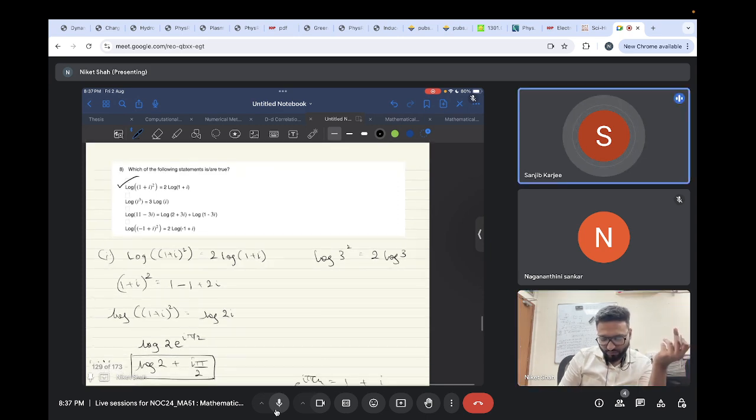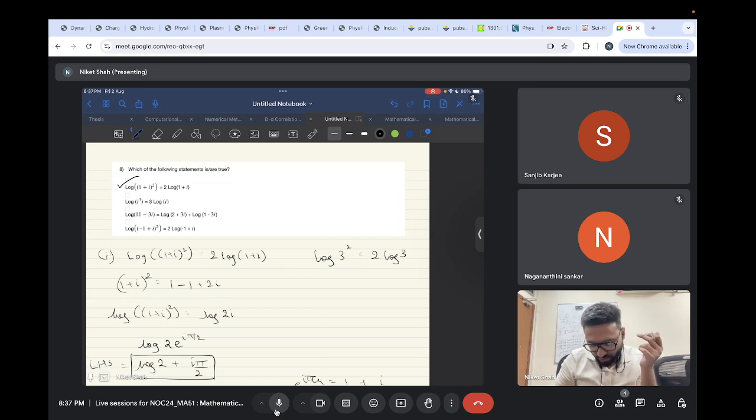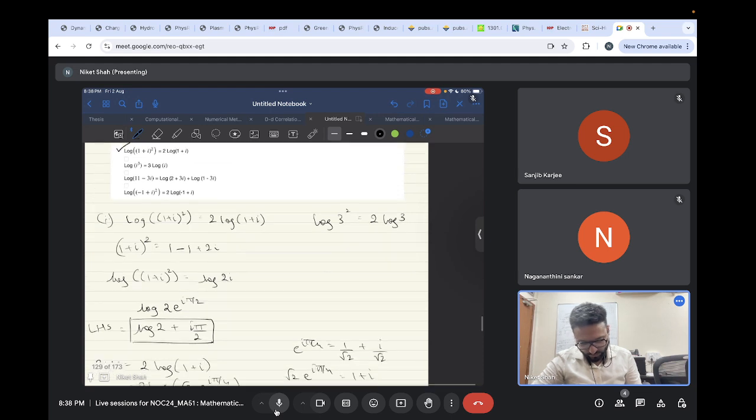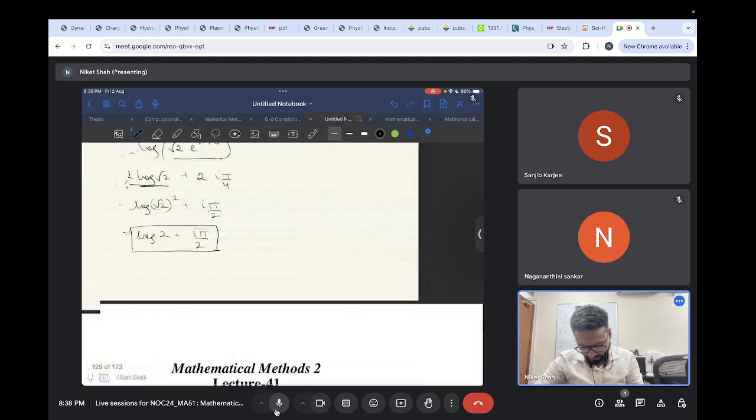And similarly, you can solve the other parts as well. Should I solve any other part? First and fourth part look very similar. Log of i cube is equal to 3 log i. Again, even that looks very similar. Log of 11 minus 3i, that I'm not very sure. Let's try that then. Let's try the third one.